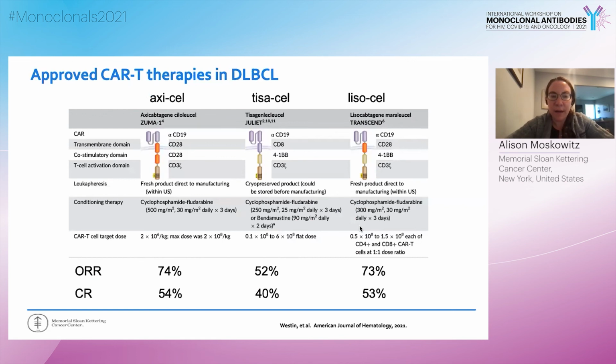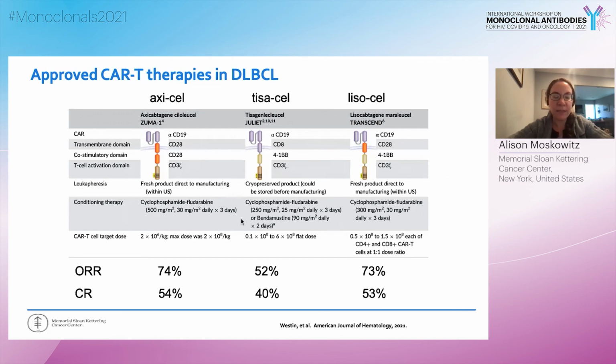There are three CAR T cell therapies that are approved in diffuse large B-cell lymphoma. I'm showing you the abbreviations, or the short names, for them. They include Axi-cel, Tisa-cel, and Liso-cel. There are some mild modifications in the design of these. For example, all three of these target CD19, which is a marker on B-cell lymphomas, so they target B-cell lymphomas. Axi-cel has CD28 as its co-stimulatory domain, whereas the other two have 41BB, and then all three, of course, have the CD3 T cell activation domain.